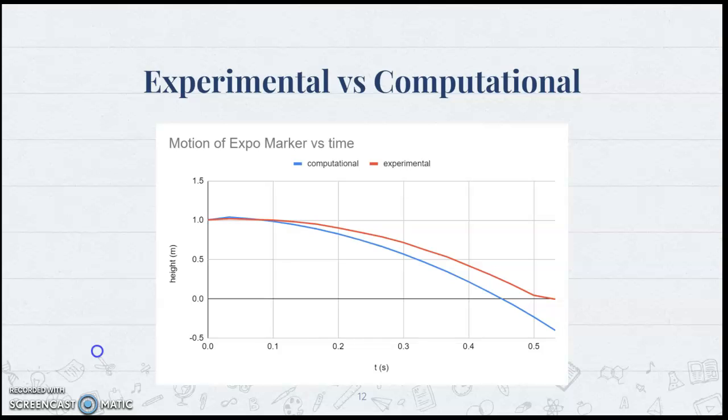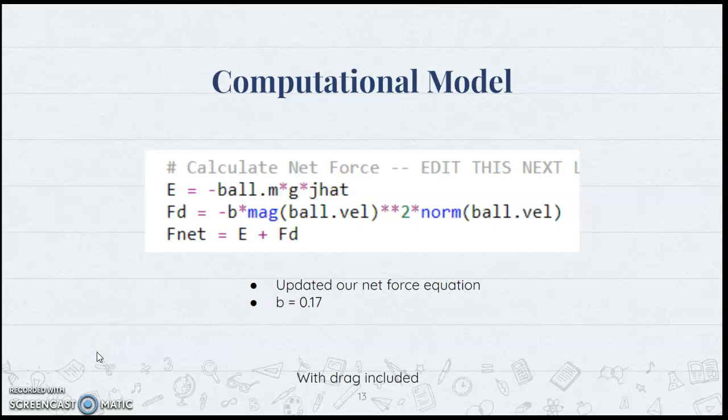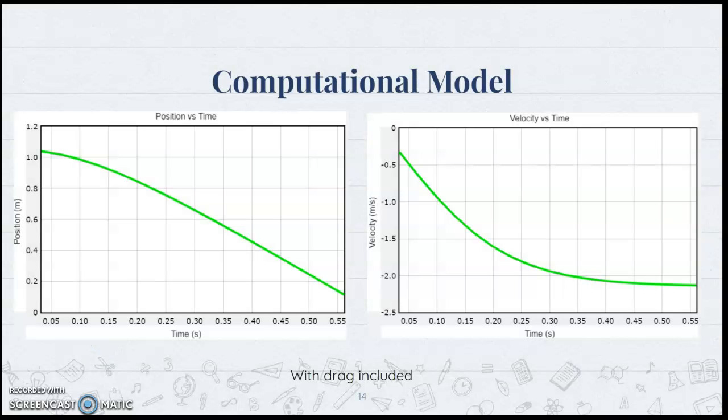remains constant. To create a more accurate computational model, the net force equation was modified to make the net force equal to the gravitational force and the drag force combined. The variable b represents our proportionality constant, which was calculated to be 0.17. When we graph this new computational model, we can observe that the object's velocity is not constant and therefore does eventually reach a stopping point. This is due to the drag force that we included in the model.